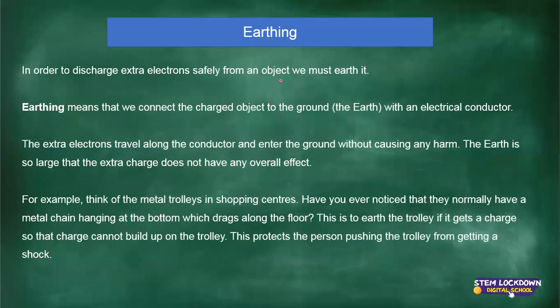Okay, so now we're going to move on to earthing. I'm going to explain what earthing is. In order to discharge extra electrons safely from an object, we must earth it. So we say earthing basically means that we connect the charged objects to the ground. Earthing means to connect the charged objects to the ground, the earth, with an electrical conductor.